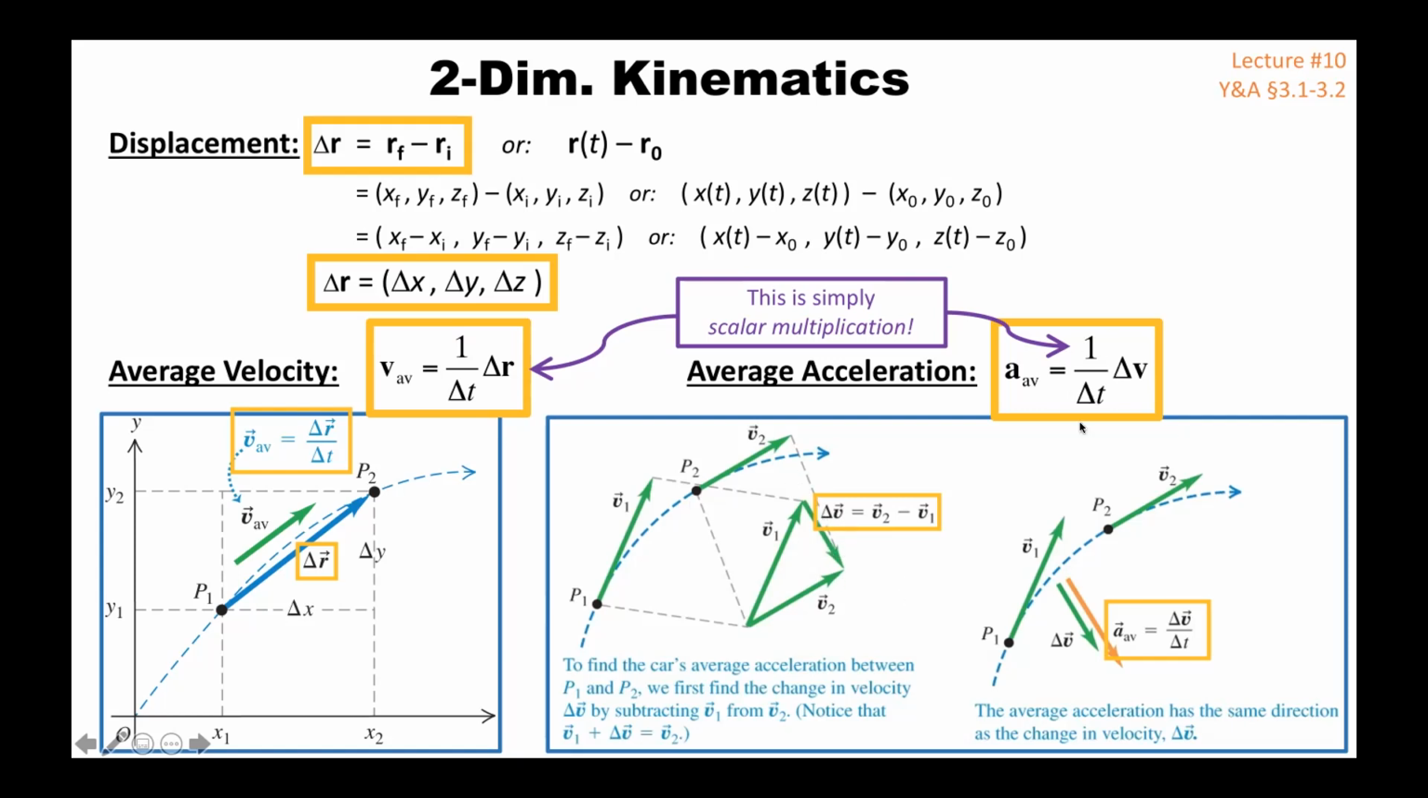And what we can see here is, again, because time is always a positive scalar, the direction of the average acceleration over that time interval will always point in the same direction as the delta v, which again will be in the direction of the concavity of the path.